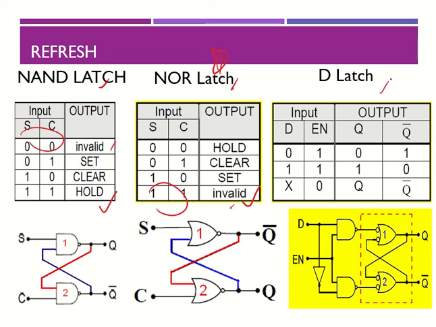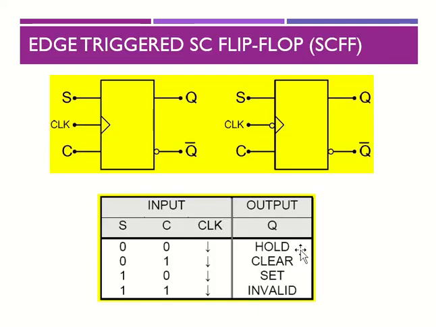D latch: the advantage of the D latch is that when enable is 1, the result will be the same as the input, but when it is 0, it will hold its position. So this is the drawing. This one and this one, be careful. For the NOR latch, Q bar is at the top. For the NAND latch, Q bar is at the bottom, and this is how it looks for the latch.